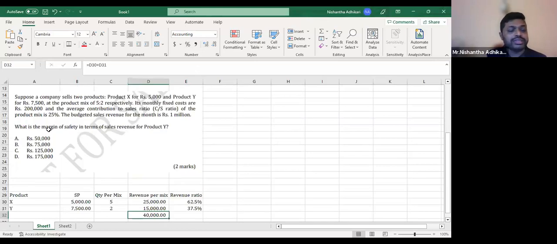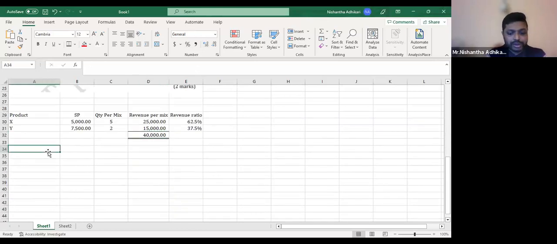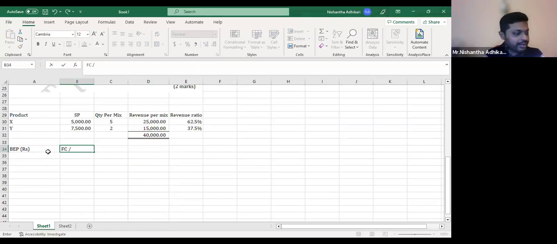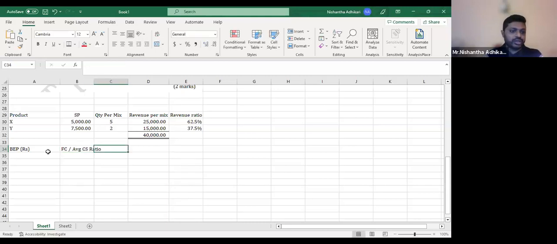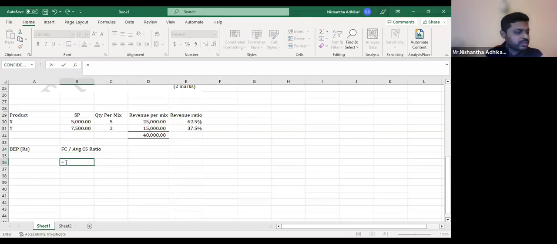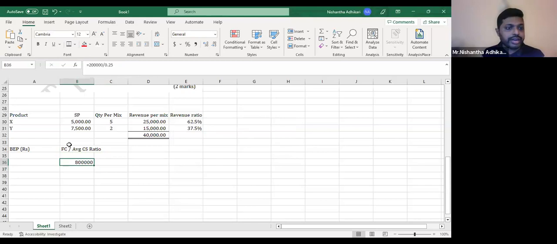Then you have the CS ratio. Then you have to first find out the break-even point in rupees. How to find it out? You can calculate fixed cost divided by average CS ratio. Your fixed cost is how much? 200,000, right? Fixed cost 200,000, CS ratio 0.25. Therefore, your break-even point revenue is 800,000, break-even point in rupees.